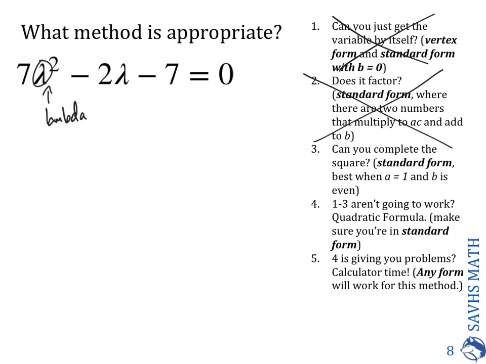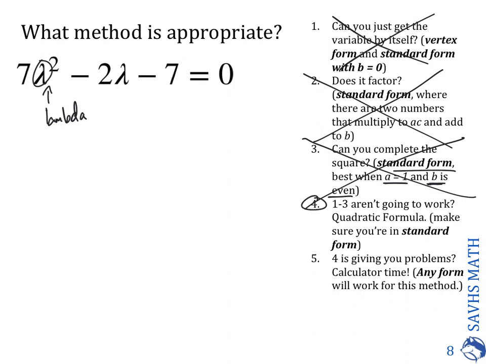Can we complete the square? This works really well when we're in standard form, which we are, but it works best when A is 1 and B is even. We have that B is even because B is 2, but A is 7, and so this makes it a little bit more challenging. So I'm going to cross this one off also. That means that we are left with the quadratic formula.